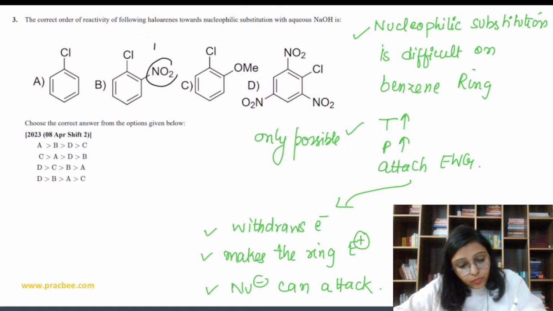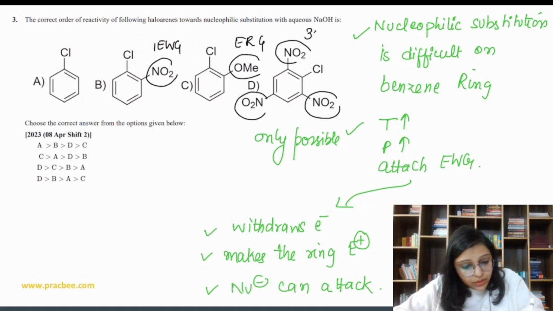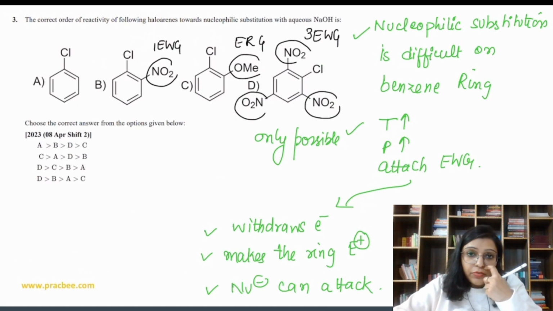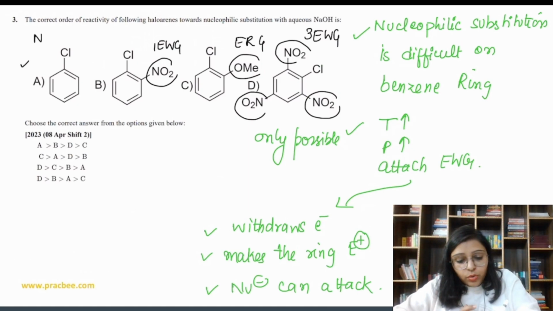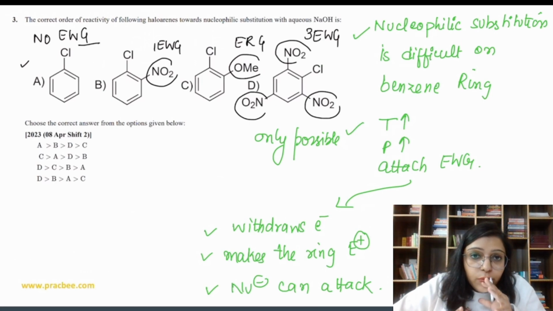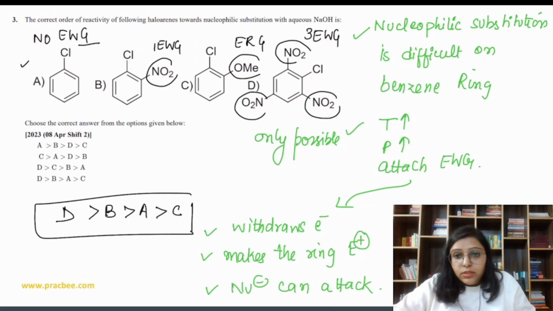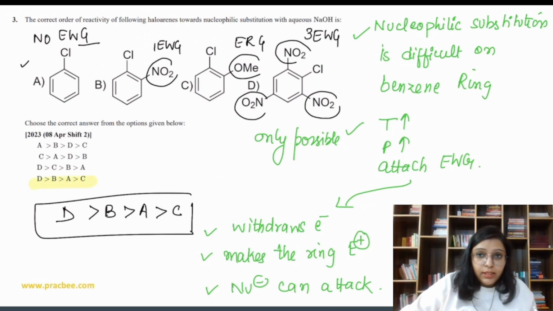So NO2, one electron withdrawing group. OMe is electron releasing. Here 3 NO2 groups, 3 electron withdrawing groups. And if you check A, there is no electron withdrawing group. So the first, D, is going to react faster. Then we have B, then we have A, and then we have C. With the electron releasing group it is going to be the least. Okay? So option number D is going to be the correct answer.